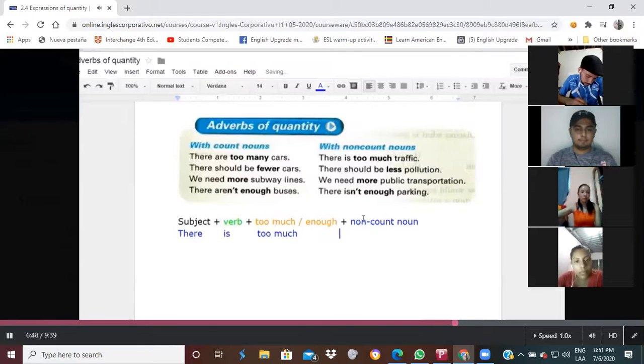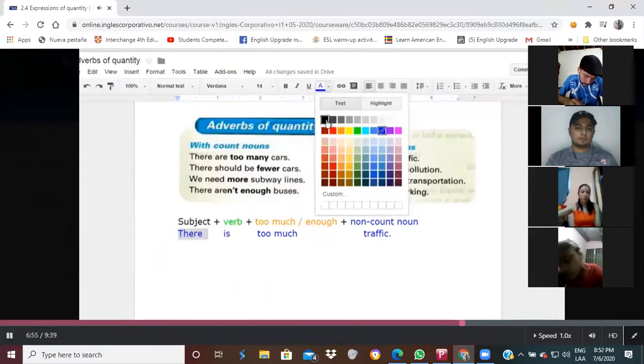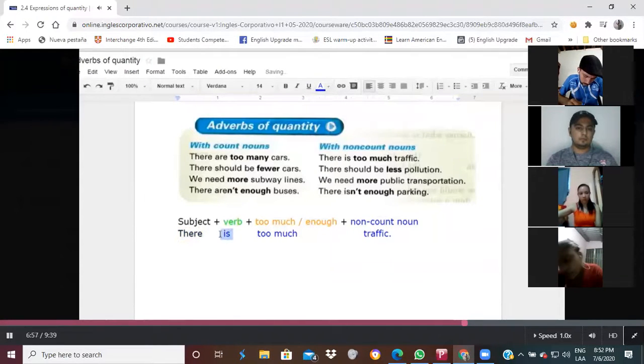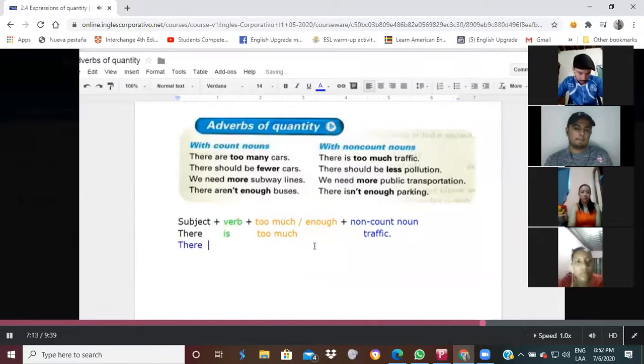too much traffic, and what I would like to do is make sure that I'm using the appropriate colors that I chose. And there's our example. We have a subject that is followed by the verb, and then this is followed by either too much or enough, and then we have a non-count noun. So the example, there is too much traffic. Let me give another quick example. There is too much, I'm going to say pollution.